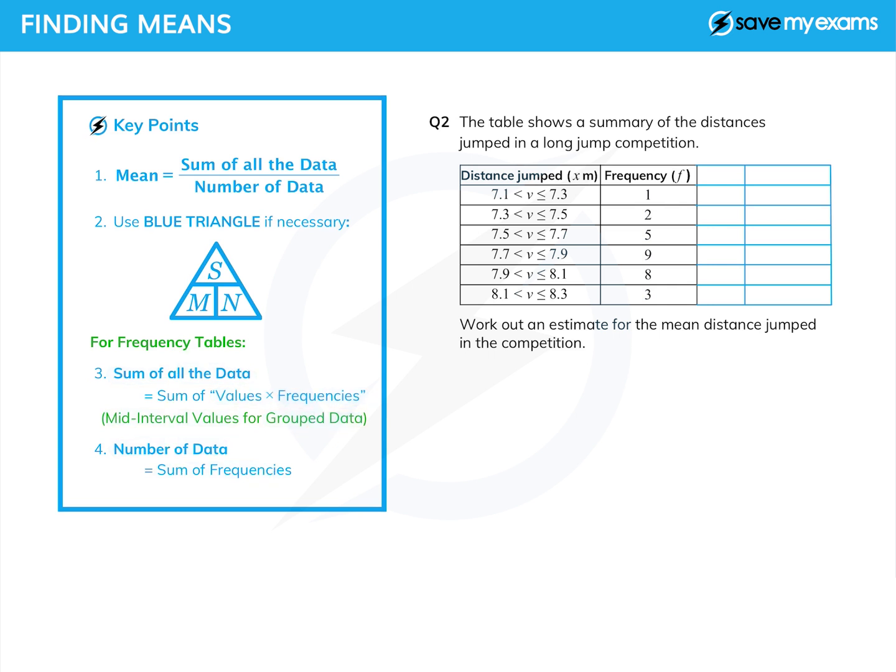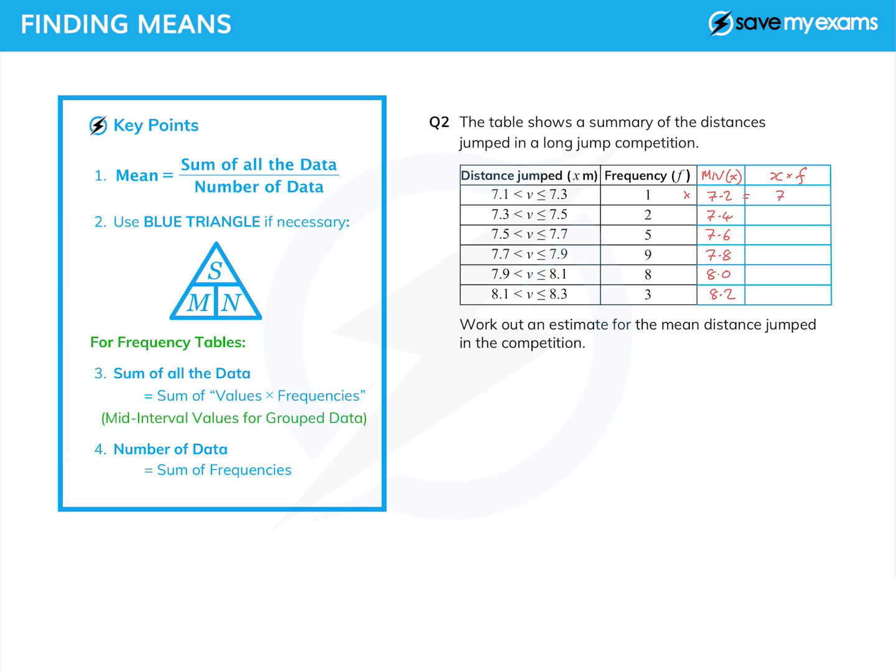Now, you'll see that I have added a couple of columns to the frequency table. This is quite a good way of doing it because it allows us to write down what we need to use. So I'm going to use the mid-interval values, which are still in x, and you can see that if we look at this interval here, 7.1 to 7.3, that is 7.2, and we keep going down, 7.4, 7.6, 7.8, 8.0, and 8.2. And now we want the sum of all the data. Well, it's the sum of the values times the frequencies, or the mid-interval values times the frequencies in this case. And that's what my last column is going to be for. It's the x values I've just written down times the frequencies, which is f.